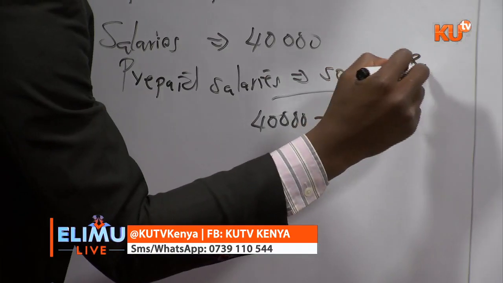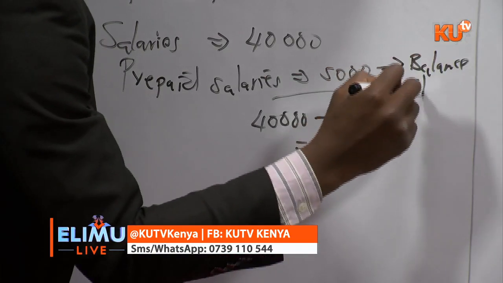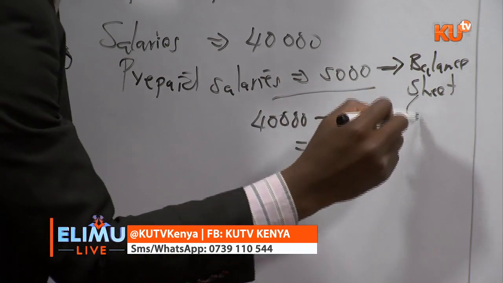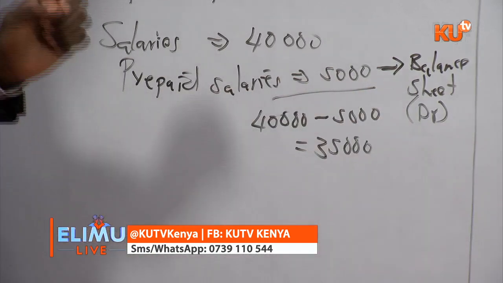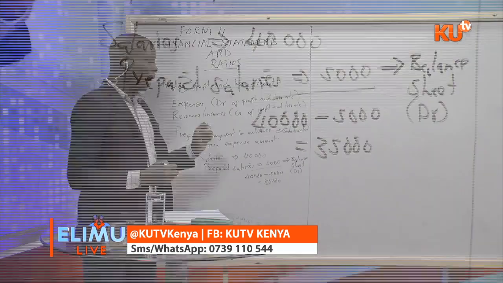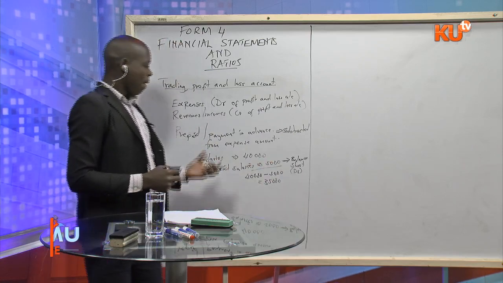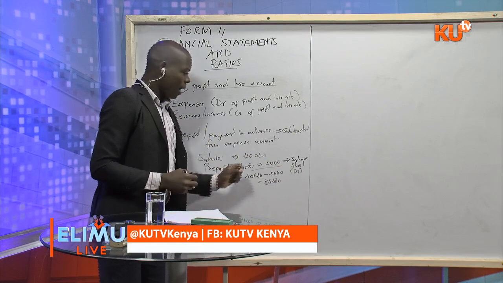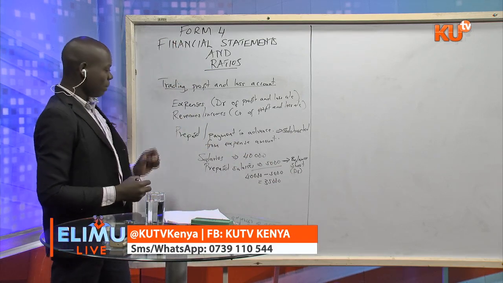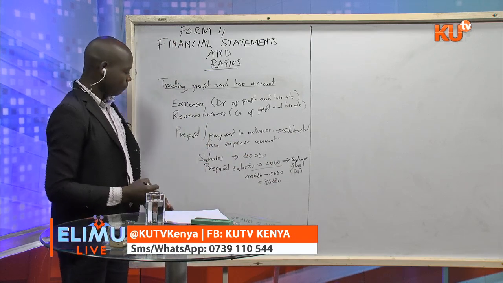This 5,000 that is prepaid is carried to the balance sheet, on the debit side of the balance sheet, as a current asset. So all prepaid expenses are transferred to the balance sheet as current assets. Remember, we have current assets and fixed assets.